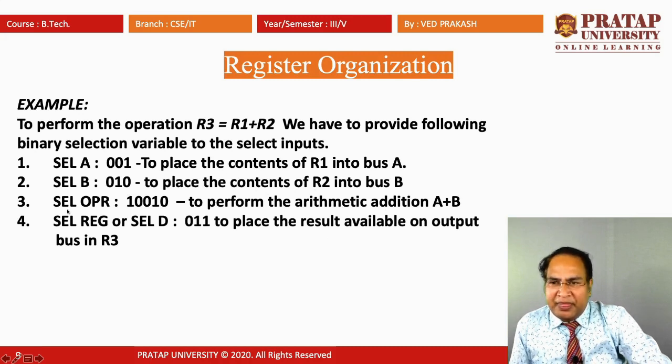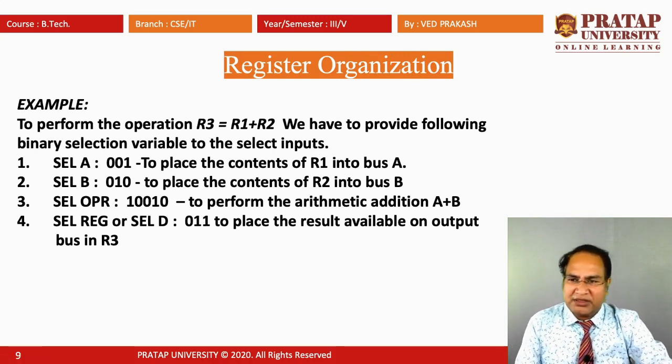And basically we have to perform the addition operation. So we take the operation bits 10010, and these bits denote that we have to perform the arithmetic addition operation between the contents of A and B. Now we select the destination register, 011, because our destination register is R3. We have to shift the result of our addition of R1 and R2 into R3. So R3 is our destination register, so we select the D bits as 011 and place the result available on the bus in R3.